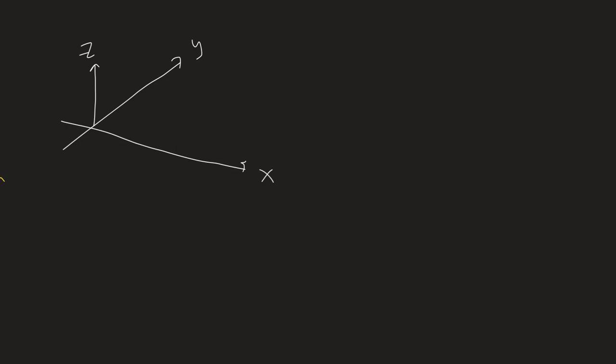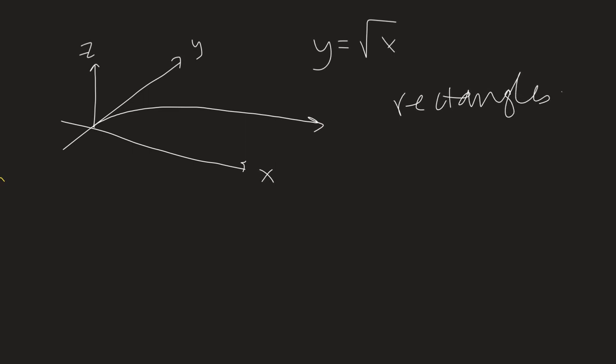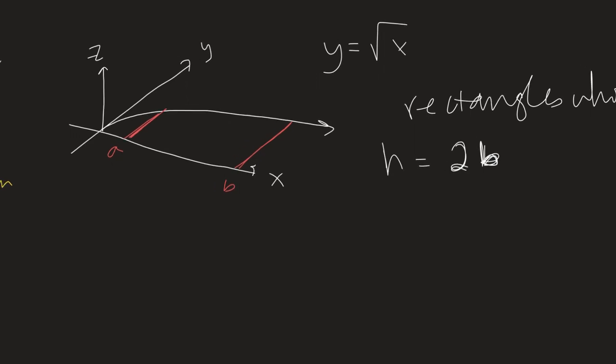Okay, so let's think about the graph of y equals root x maybe, which is something that looks like this. Right, that's the root x graph. Okay, so maybe we're going to use rectangles whose height is twice the base. So we're going to come in here and we're going to have your interval, from A to B, whatever it happens to be, and we're going to draw rectangles whose height is twice the base.